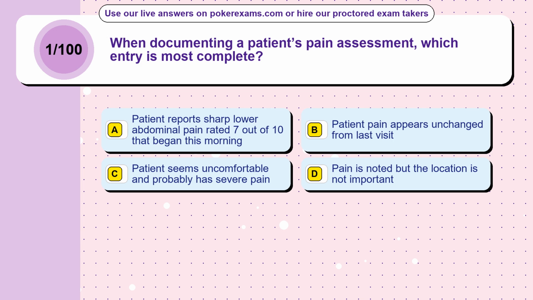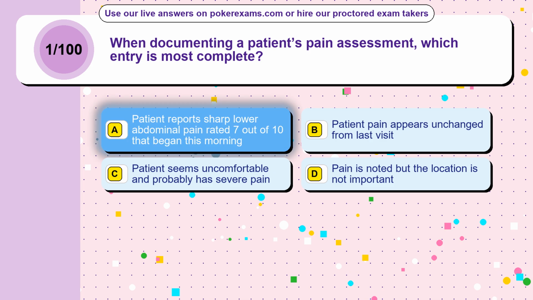Question 1. When documenting a patient's pain assessment, which entry is most complete? Option A. Patient reports sharp lower abdominal pain rated 7 out of 10 that began this morning. Option B. Patient pain appears unchanged from last visit. Option C. Patient seems uncomfortable and probably has severe pain. Option D. Pain is noted but the location is not important.